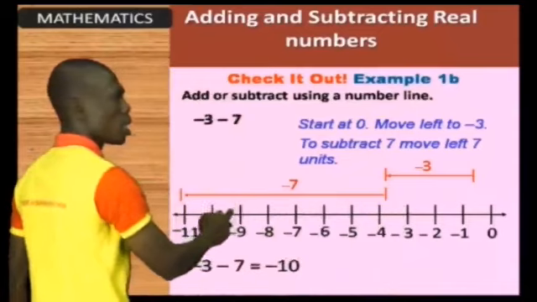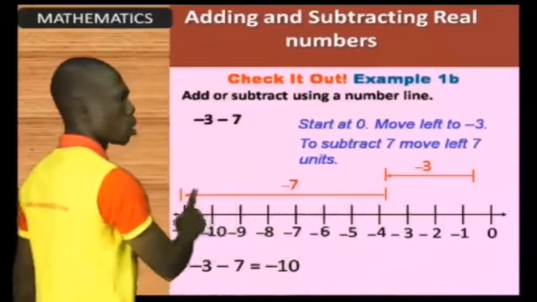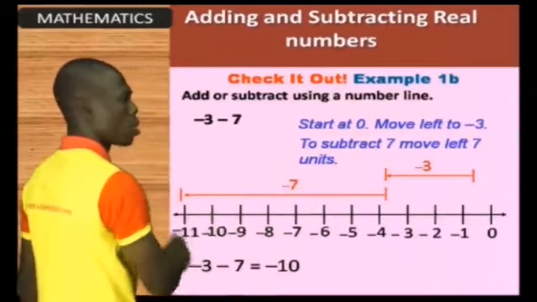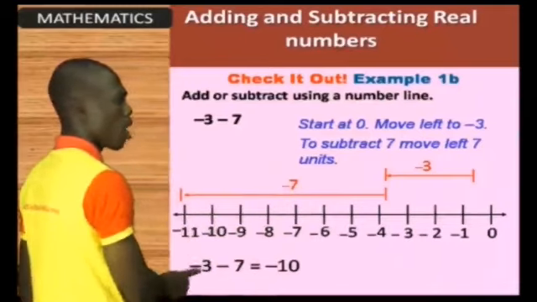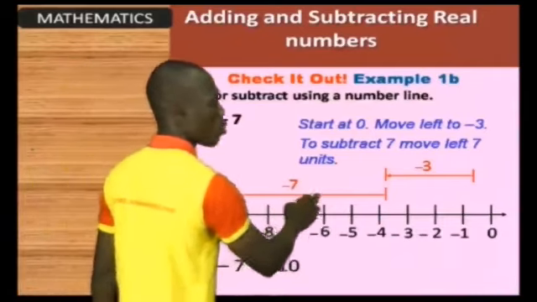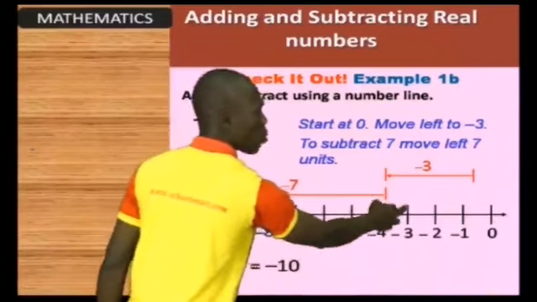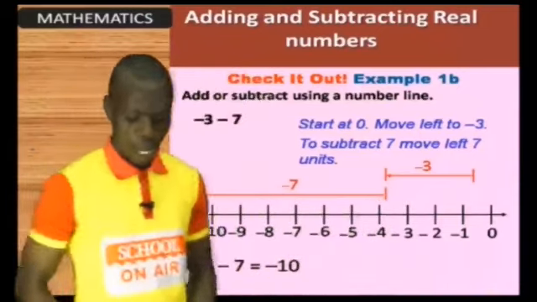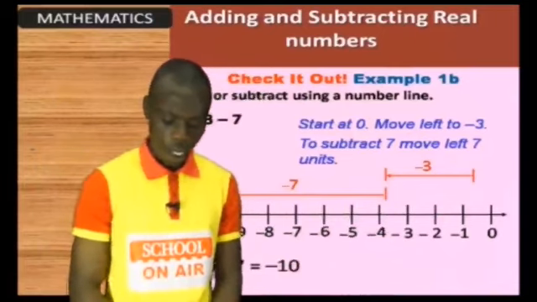I move 7 units again, and then that takes me to, actually this is supposed to be here. I think there's some mismatch there. So this is supposed to end here, so that we have a minus 3. So minus 3 minus 7 will give me minus 10. If you just move this line back a bit to this point, minus 3, this will end here. So minus 3 minus 7 will give us minus 10.